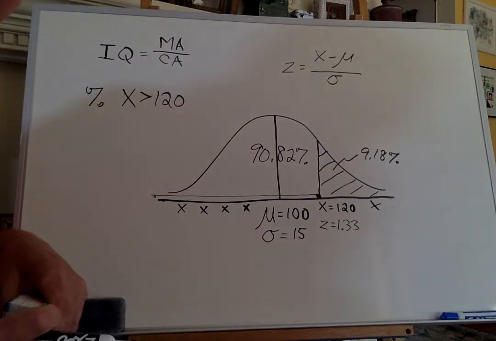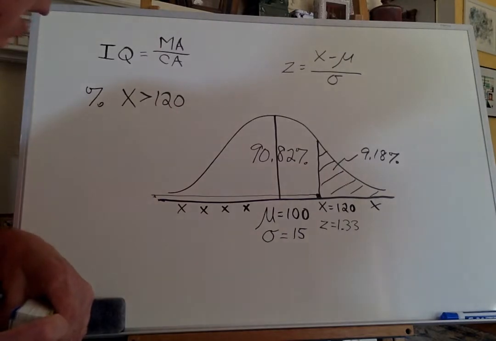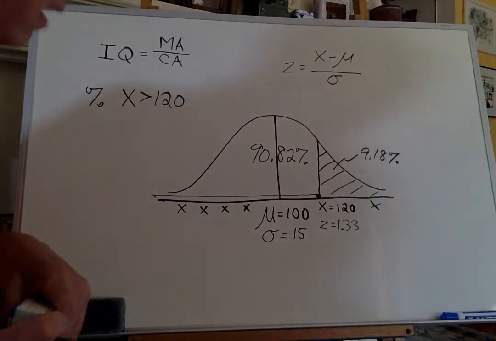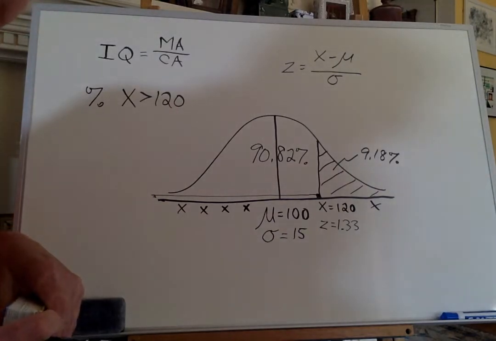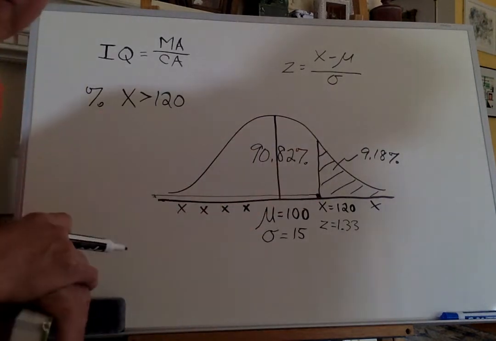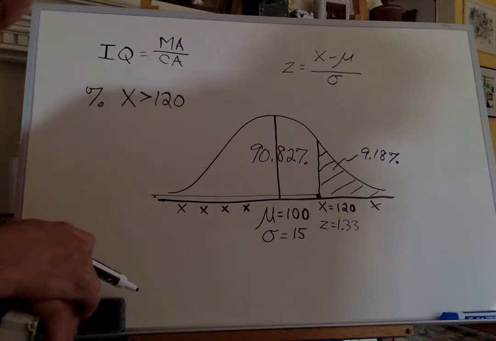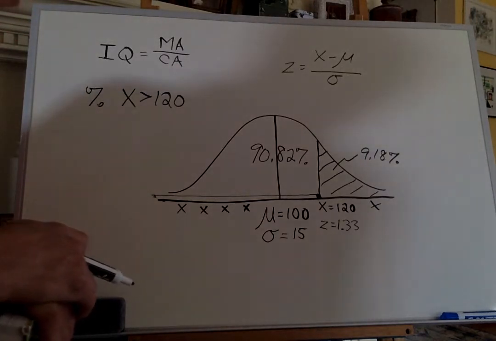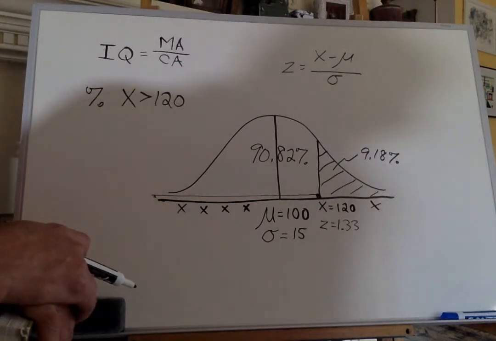So having an IQ of 120 is pretty far out, man. Pretty far out there. There's only a little bit more than 9% of the people that score above 120. And you're in a 90.82th percentile. Okay? So that's pretty far out there.